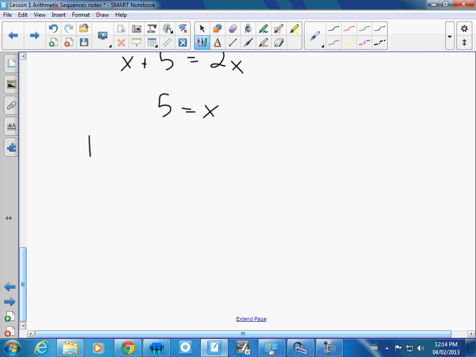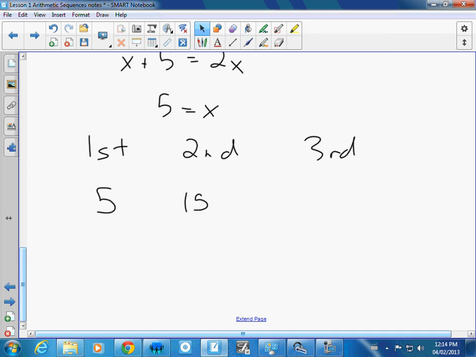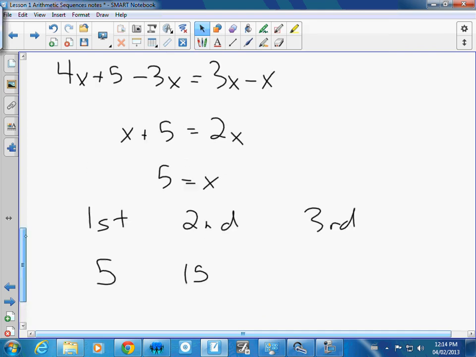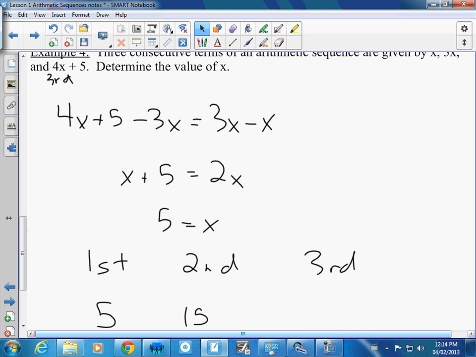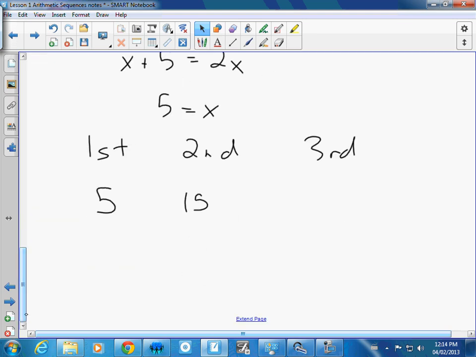Sometimes I do that. So first, second, third. Let's do this again. What's the first term? 5. What's the second term? Times by 3? 15. Now the next one, if it goes up by 10, should be 25. Let's double check. 4 times 5? 20 plus 5? Did we do it right? Awesome. Something you're going to have to get used to in grade 11 is that when you do your work, you're going to have to verify your stuff, and you'll get that as you go along.